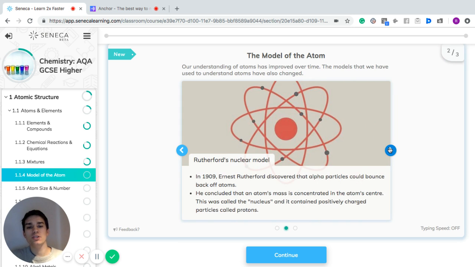So then Rutherford's nuclear model came about. In 1909, Ernest Rutherford discovered that alpha particles could bounce back off atoms. He concluded that an atom's mass was concentrated in the atom's center, and he called this the nucleus, and it contained positively charged protons.